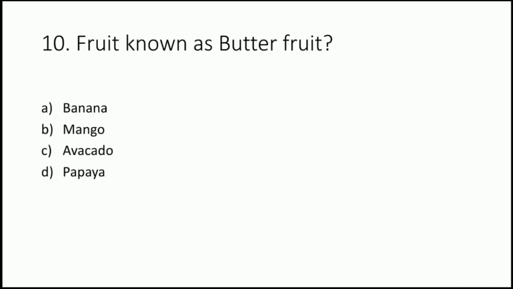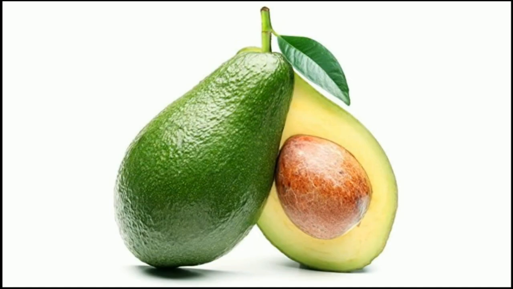Next question. Fruit known as butter fruit is. There are various fruits, and among them you have to find out which fruit is known as butter fruit. The answer is option C, avocado. This is how an avocado looks. You all must be well aware of this. Avocados are rich in monounsaturated fatty acids, also known as good fat, because they help lower the bad cholesterol of the blood. So that is why it is a very important and healthy option, and the presence of these monounsaturated fatty acids gives it a creamy and smooth texture, and that is why it is known as butter fruit.